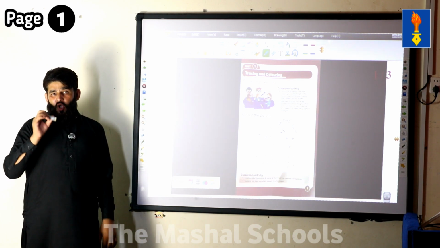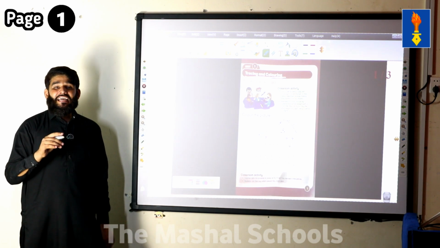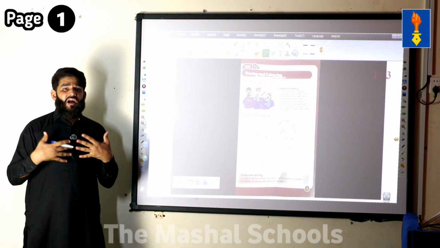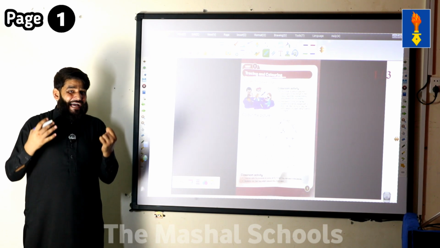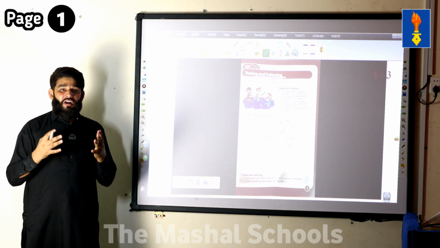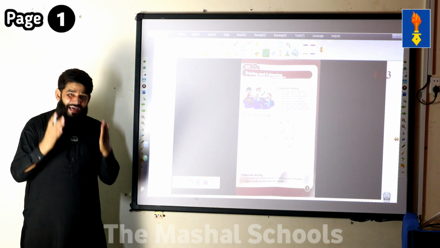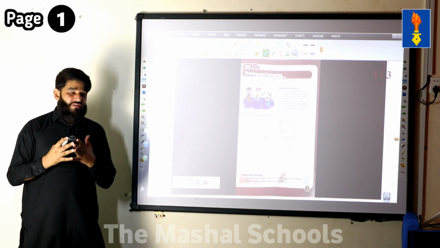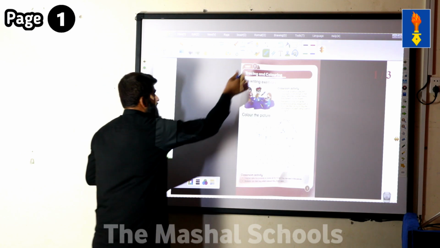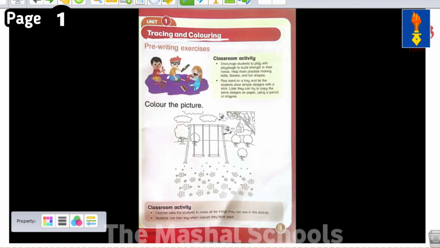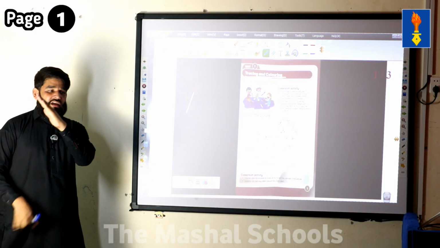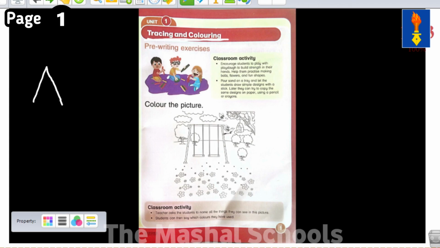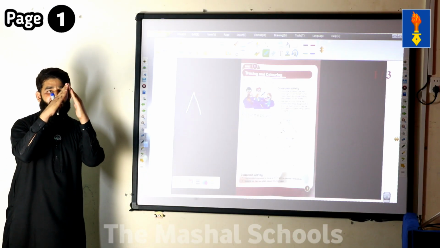Remember that while we are talking about tracing in every language, for example, I'm talking about the English language. In the English language, there are 26 alphabets. These alphabets are made of lines. These are combinations of lines. For example, let me write something. If you see, here is a diagonal line. Diagonal means this is a straight, slanted line. And there is another diagonal line. These are two diagonal lines.